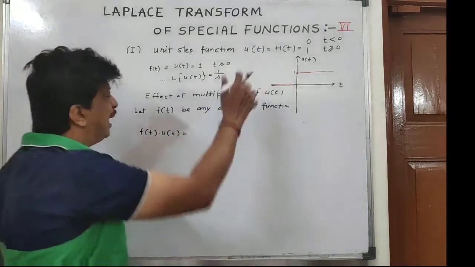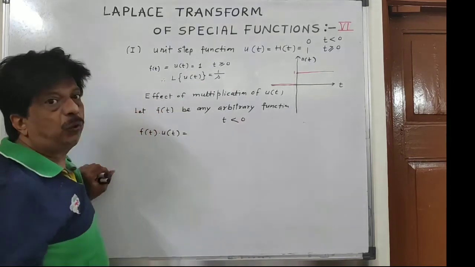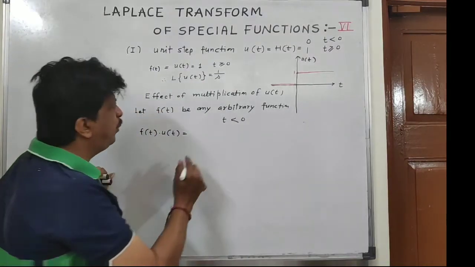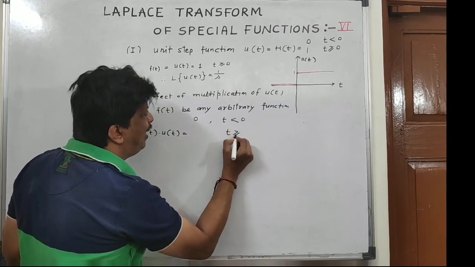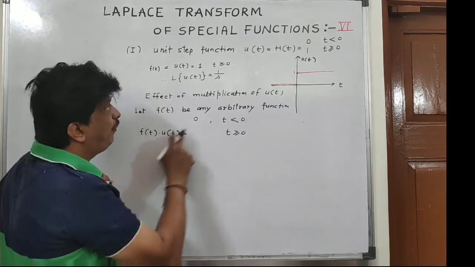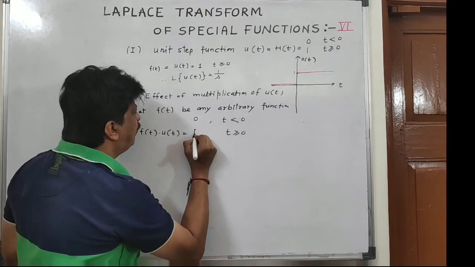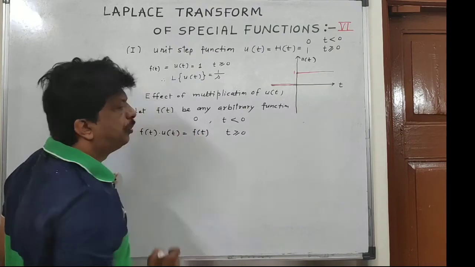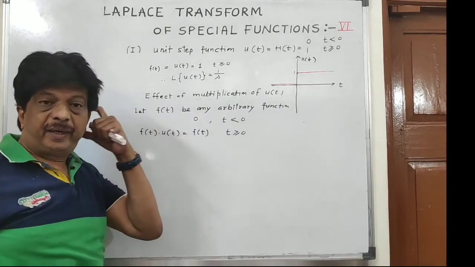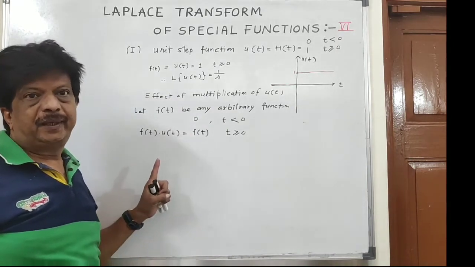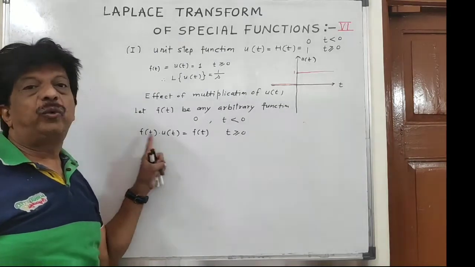Now, when t is negative, u of t is 0. So 0 into f of t would obviously be equal to 0. Now when t is non-negative, u of t takes the value 1 throughout. So f of t into 1 is equal to f of t. So that is the very wonderful feature of the effect of multiplication of u of t to any arbitrary function.